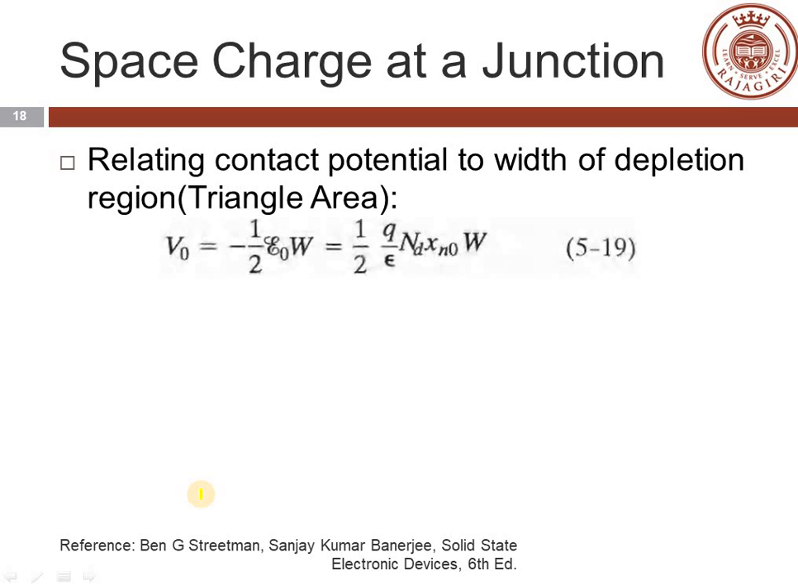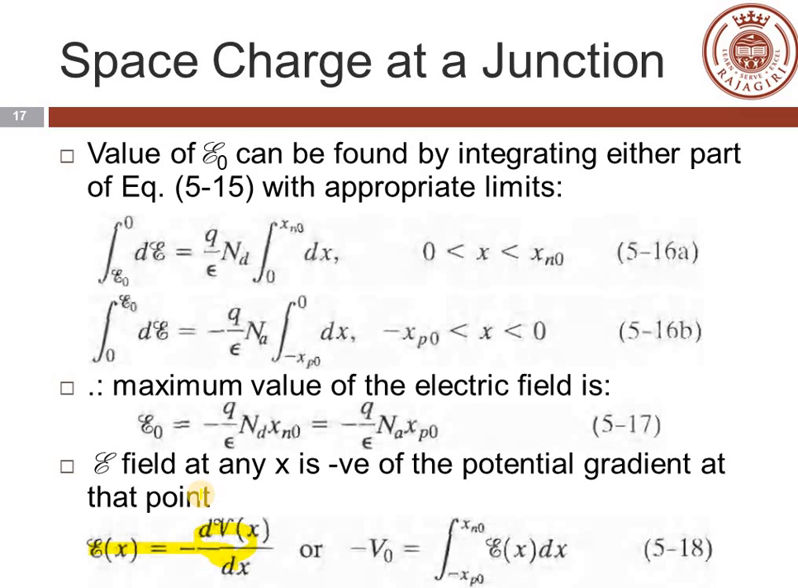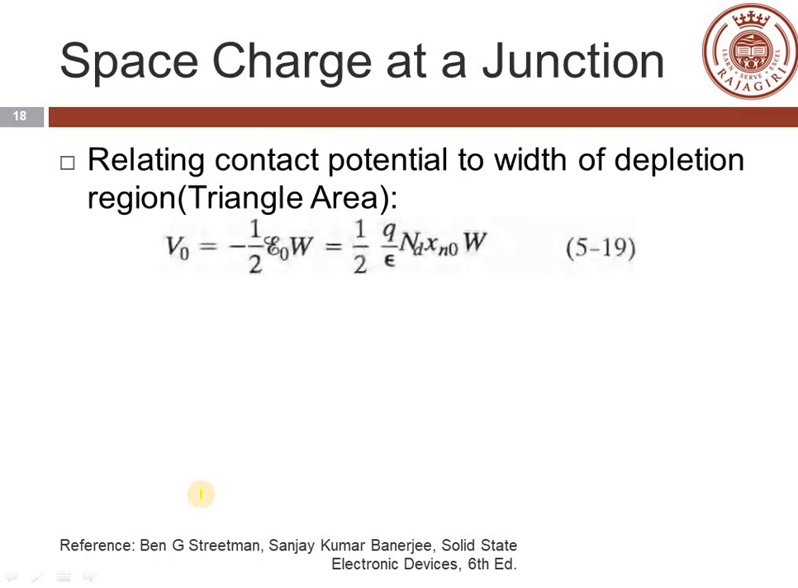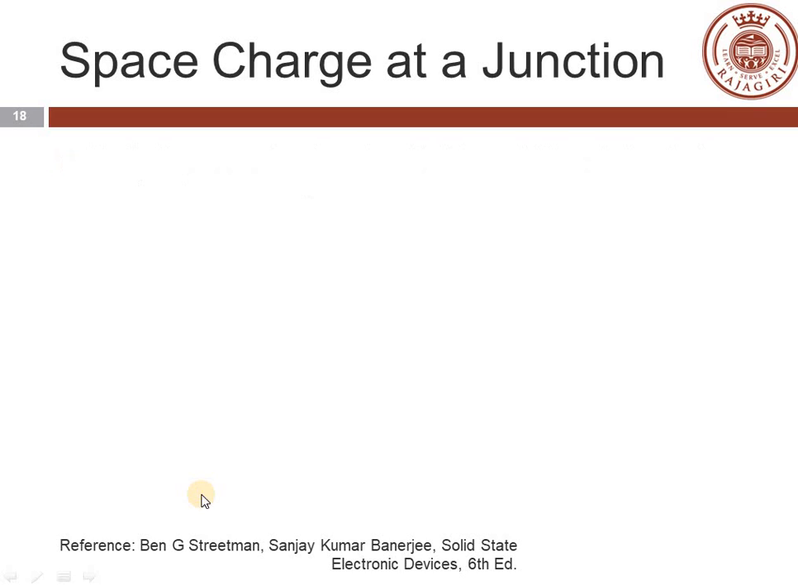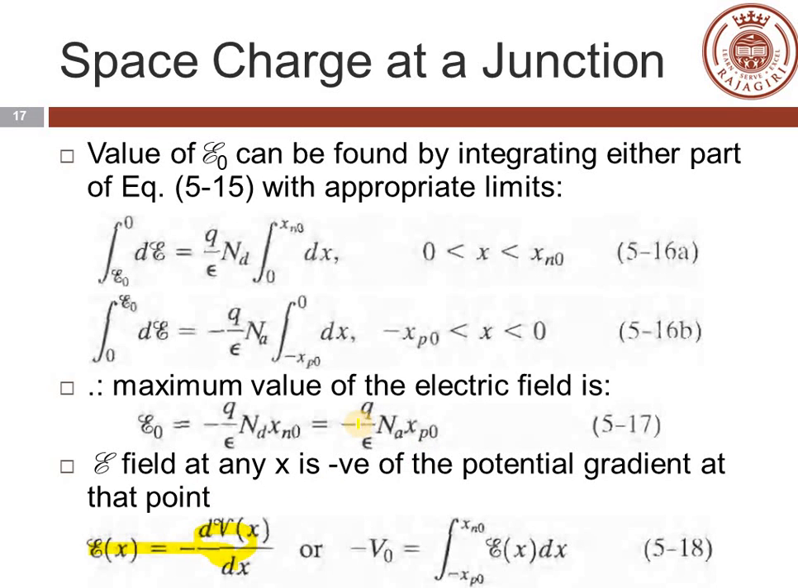Then we have the equation for E0 from before, minus qN_d x0/epsilon. Substituting that, you get 1/2 q N_d x0 W/epsilon. Similarly, you can substitute for N_a x. This equation also you can substitute for V0.